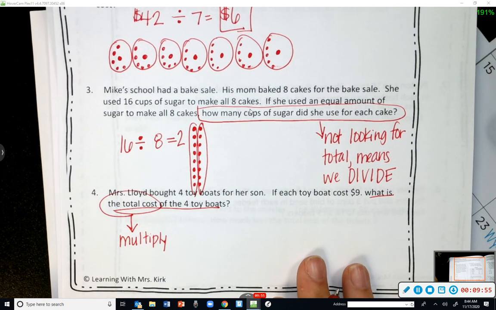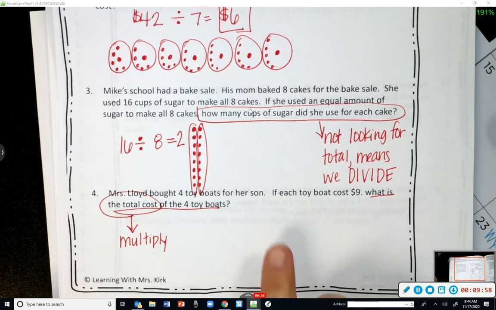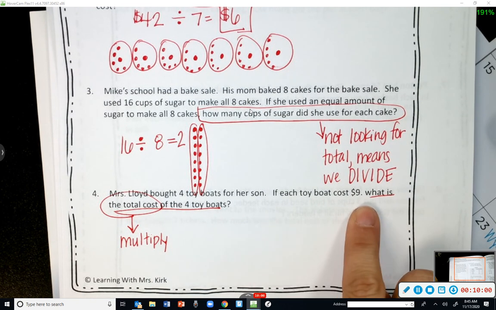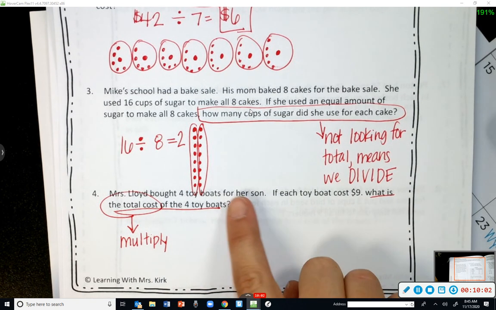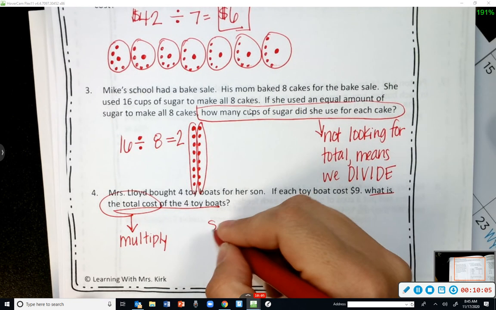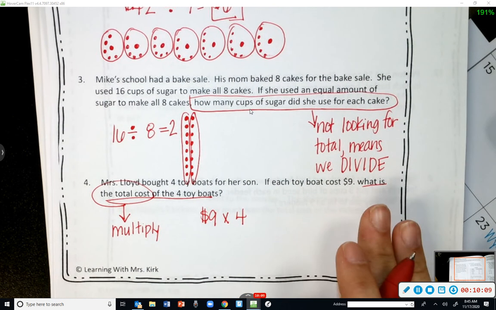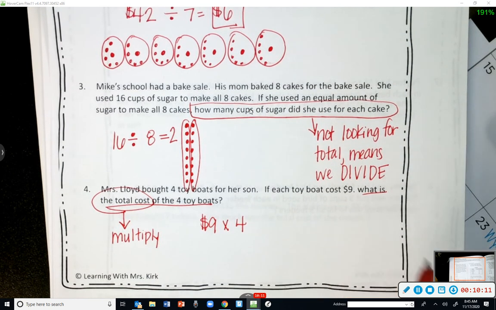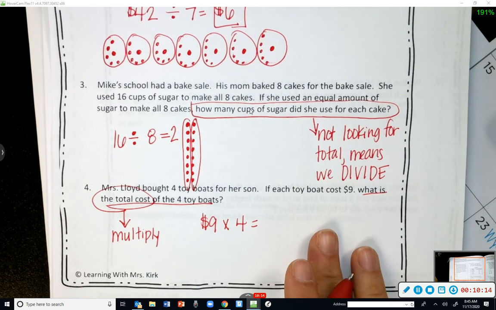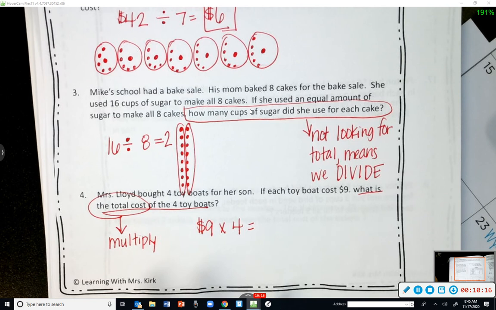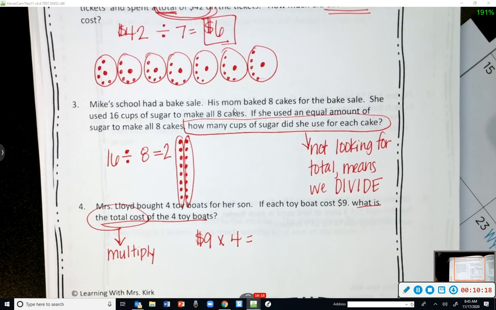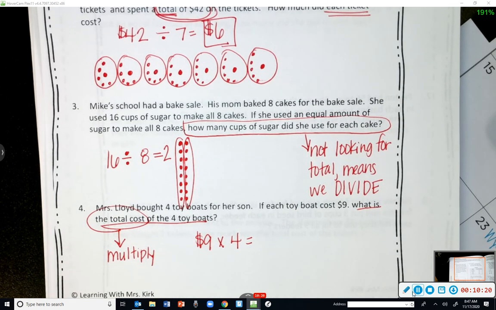It asked us for the total. That means we multiply. Okay, so $9 for 4 boats. So we do 9 times 4, or 4 times 9. Shh, Allie, don't count out loud. Okay, I'll give you a chance to work this one out. Okay, number 4, let's share what you did and what your answer is.